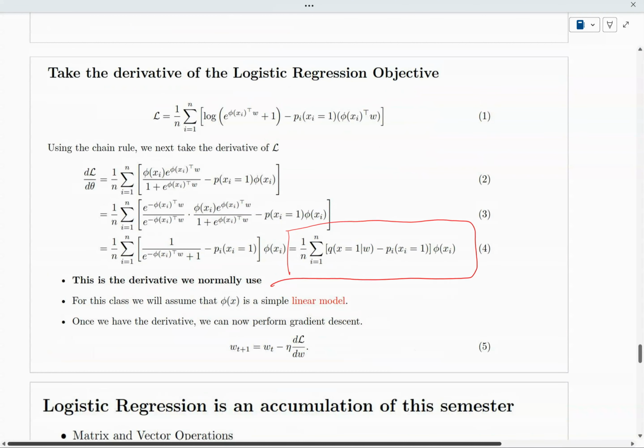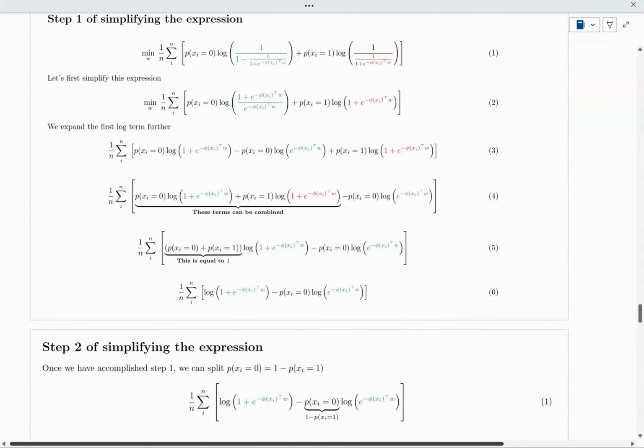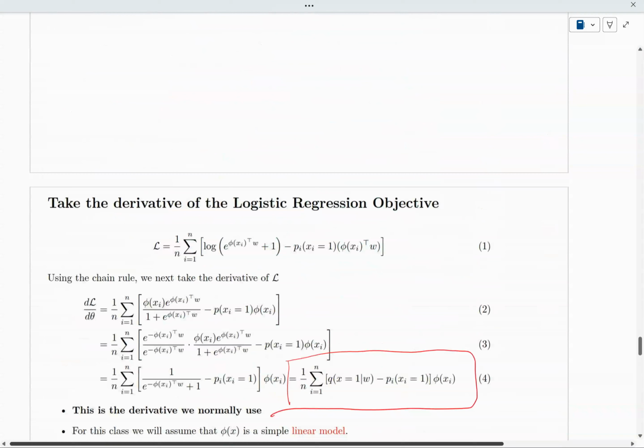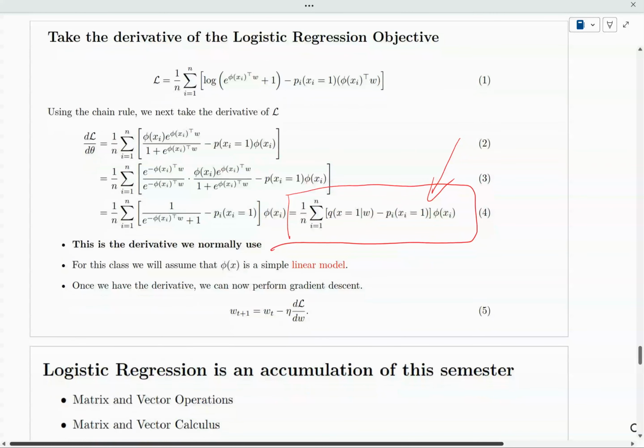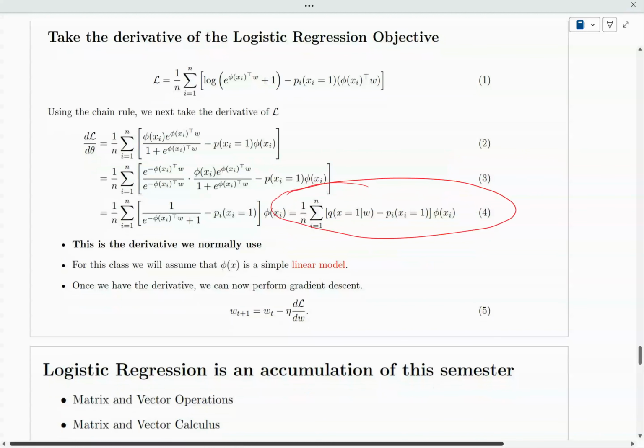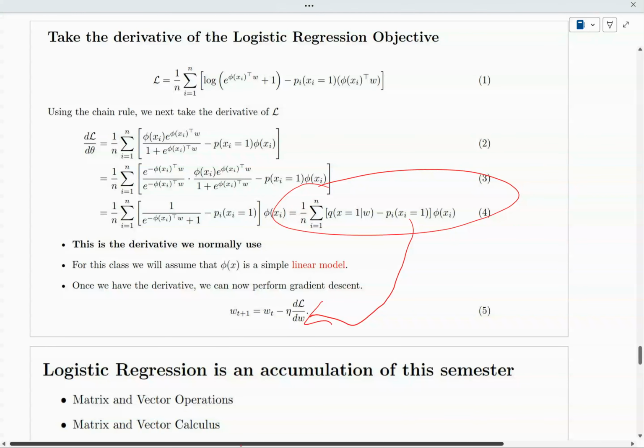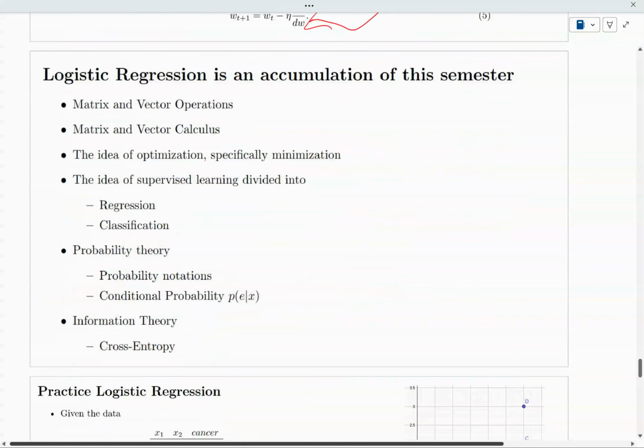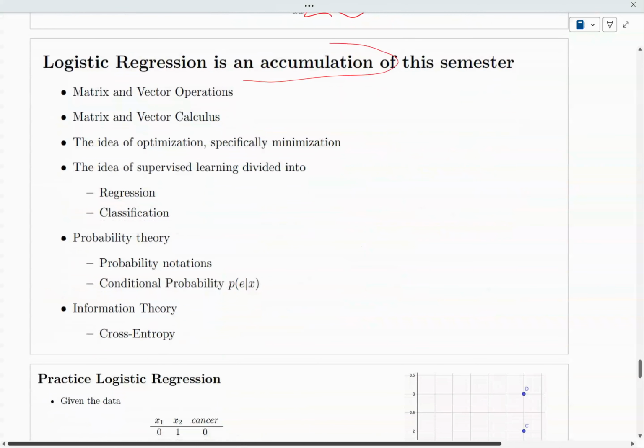If you didn't perform all the simplification, it would be tough for you to reach this final derivative, so we want to make sure you understand how this is achieved. This is the derivative that we normally use. For this class, of course, phi of x could be any set of feature maps. However, for now, we're just going to assume that everything is a linear model so that everything is easy. So a linear model is good enough. Once we have the derivative, we simply plug it in, perform gradient descent, and the problem is solved.